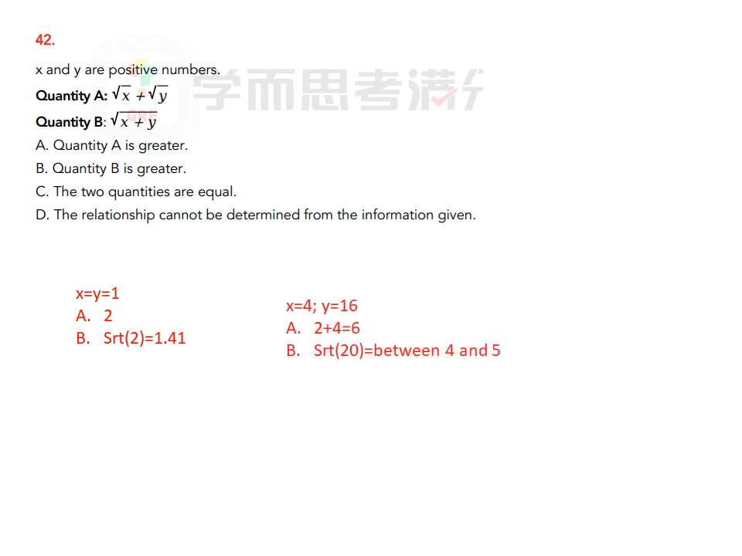Let us take another example where x equal to 4 and y equal to 16. Here we also get that quantity A is greater. So the answer will be option A. You can take fractions also, and using the fractions x equal to 0.01 and y equal to 2.5, I get that option A is the correct answer.